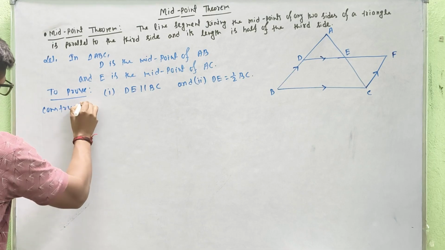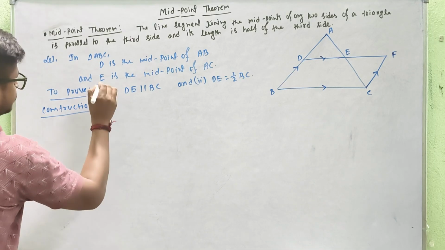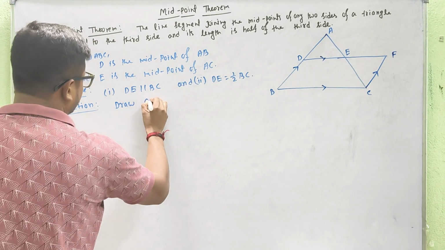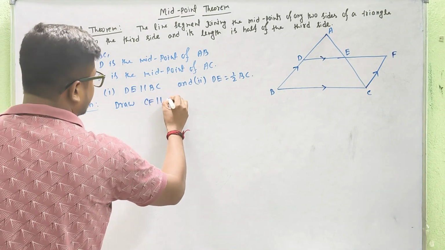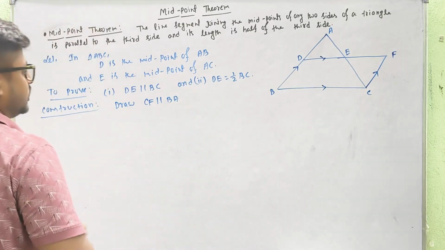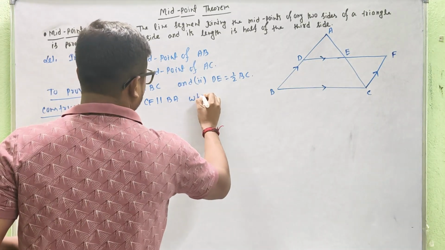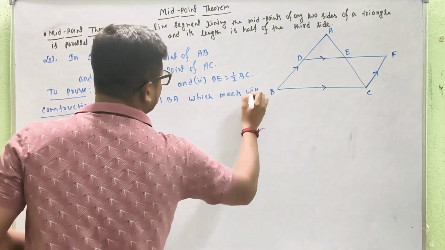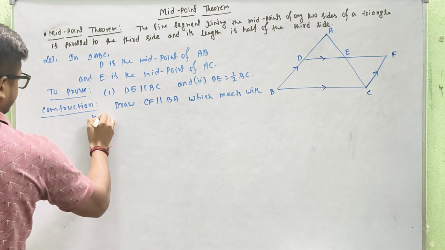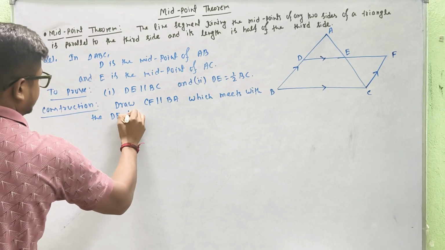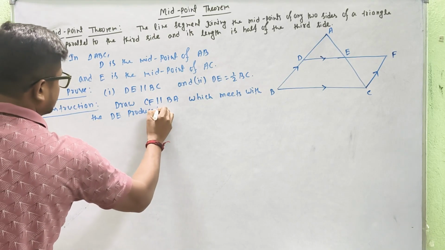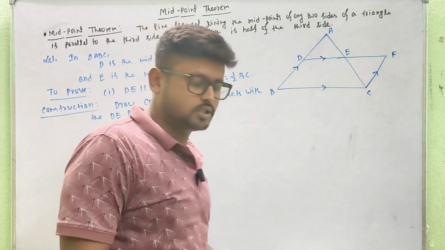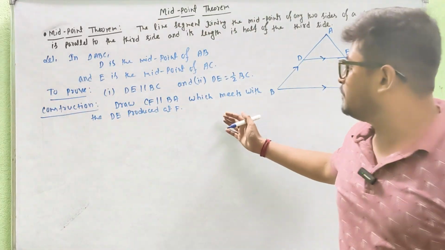So write this construction. Draw CF parallel to BA which meets the DE produced at F. So this is the construction. The proof is very interesting and very useful.